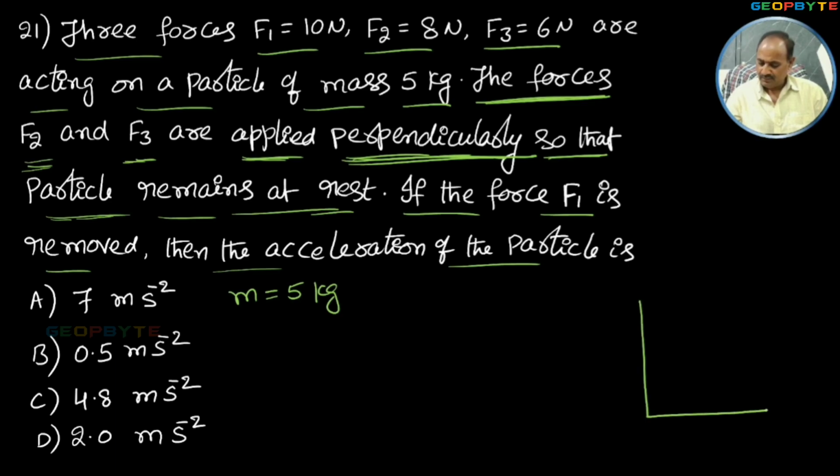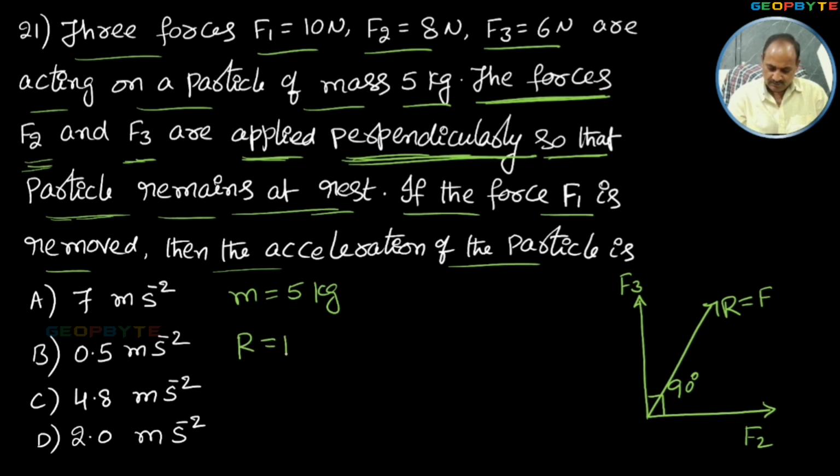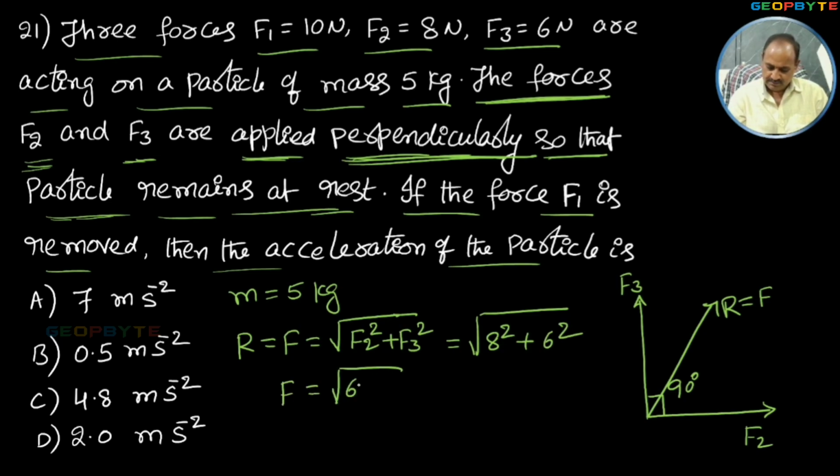Very simple. If F1 is removed, only two forces are acting. This is F2, this is F3. The angle between these two is 90 degrees. The resultant force may be somewhere here; let it be F. The resultant force F equals root under F2 squared plus F3 squared, because the angle between them is 90 degrees. F2 is 8, squared, plus F3 is 6, squared. So F equals root under 64 plus 36, equals root 100.